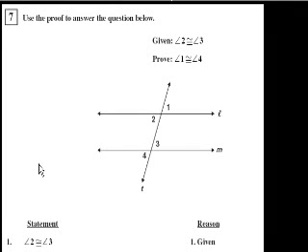All right, we're on problem number 7, and when I copied and pasted, I made it a little bit smaller, so I'm going to read it for you just in case this is too small for you to read. It says, use the proof to answer the question below. They gave us that angle 2 is congruent to angle 3. So angle 2, or the measure of angle 2, is equal to the measure of angle 3.